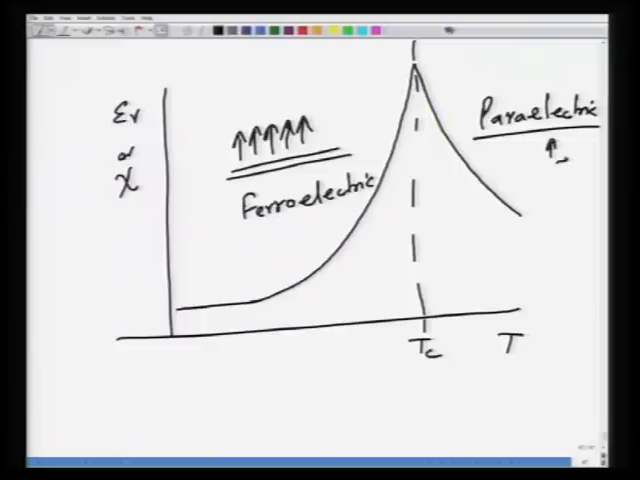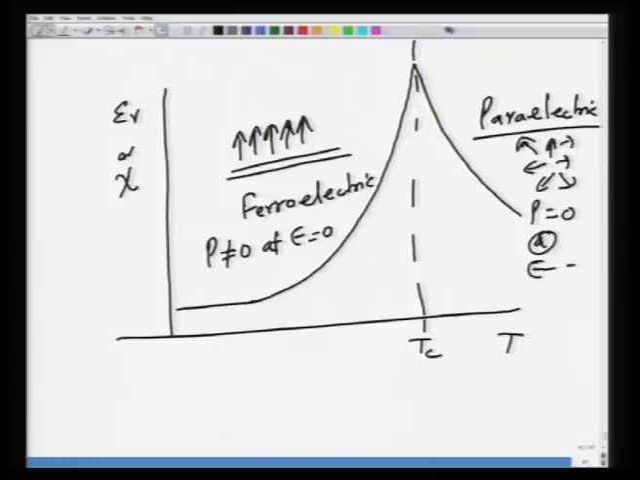In the paraelectric state, you have randomization of dipoles, and here thermal energy is large enough to make this distribution of dipoles random. As a result, in the ferroelectric state you have P not equal to 0 at E equal to 0, but here P is equal to 0 at E equal to 0. So, as a result, the material behaves as if it were a linear dielectric in the paraelectric state, and it behaves like a ferroelectric or nonlinear dielectric at temperatures lower than Tc. So, this is an extremely important exercise from the point of view of the behavior of materials.